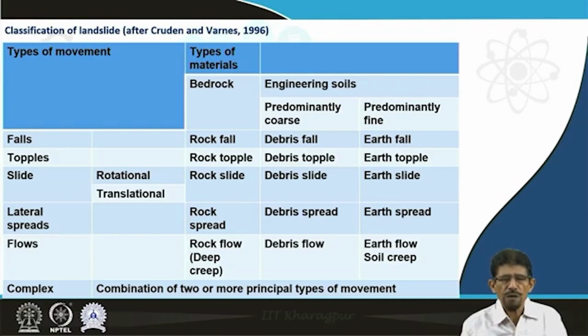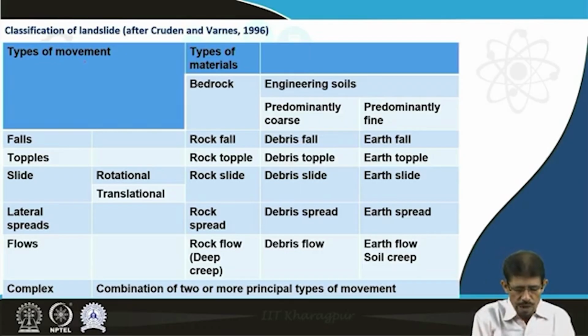Cruden and Varnes in 1996 presented the classification of landslide in tabular form, including all the possible parameters concerned to speed, type of movement and encountered ground. If we see here, the type of movement is divided as fall, topple, slide, lateral spread, flows and complex. Then in slide we have two types of movement, rotational and translational.